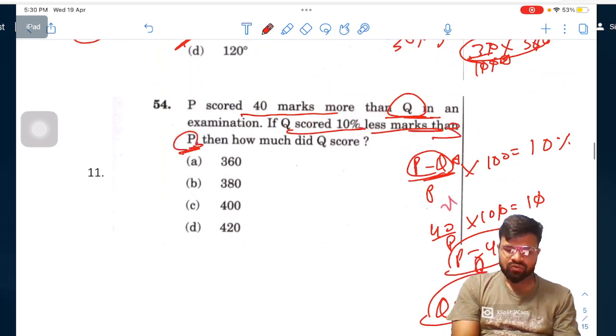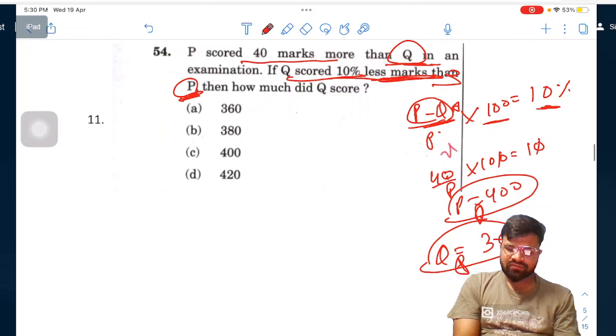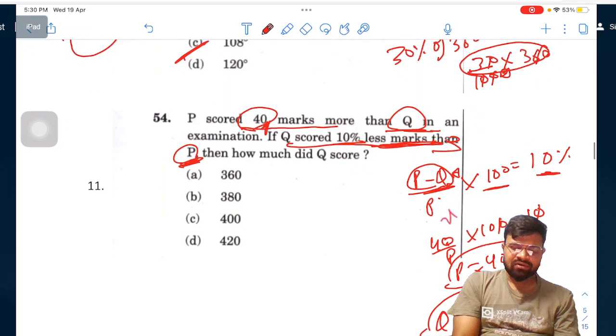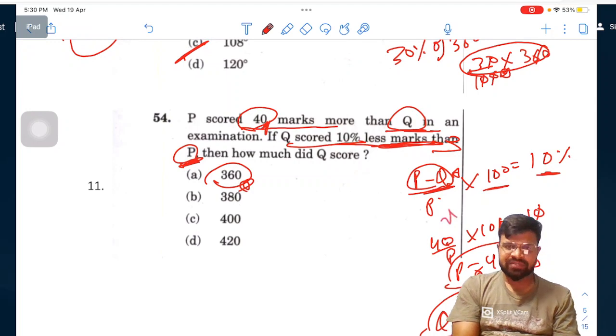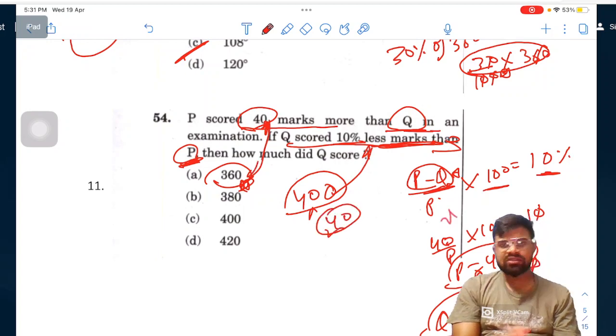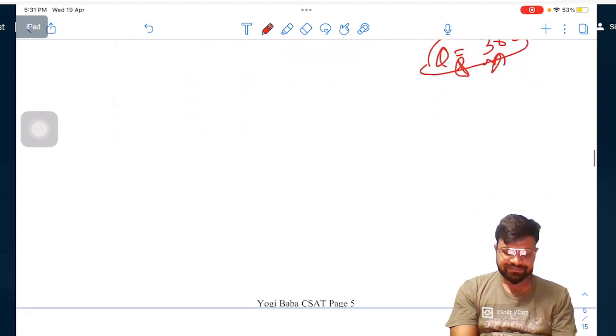Q scored 10% less marks than P. That means P minus Q upon P into 100 is 10%. Then this P minus Q is given as 40. When you put it here, you will find P, and hence you can find Q. Of course, the other way is to just go by the options. 360 plus 40 will be 400, and 10% of 400 will be 40, and that is the difference between 360 and 400. So this is how you can also do this question using options.